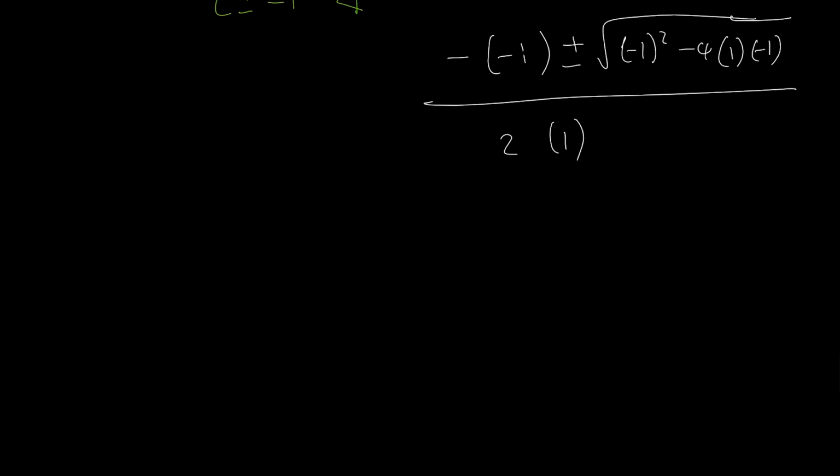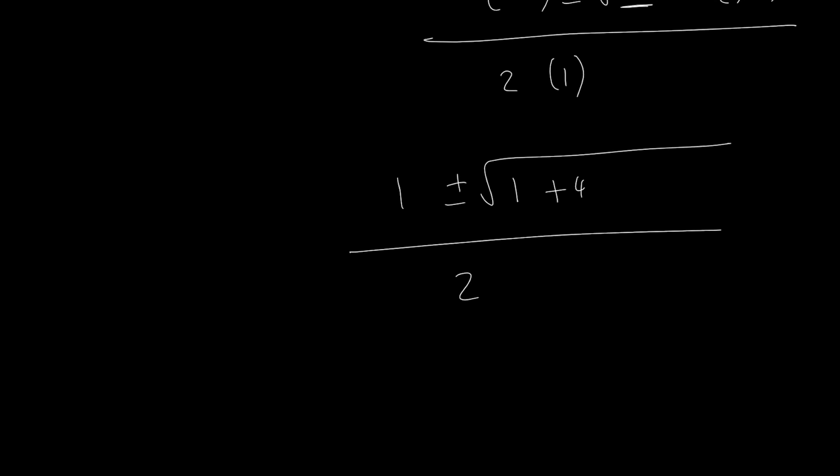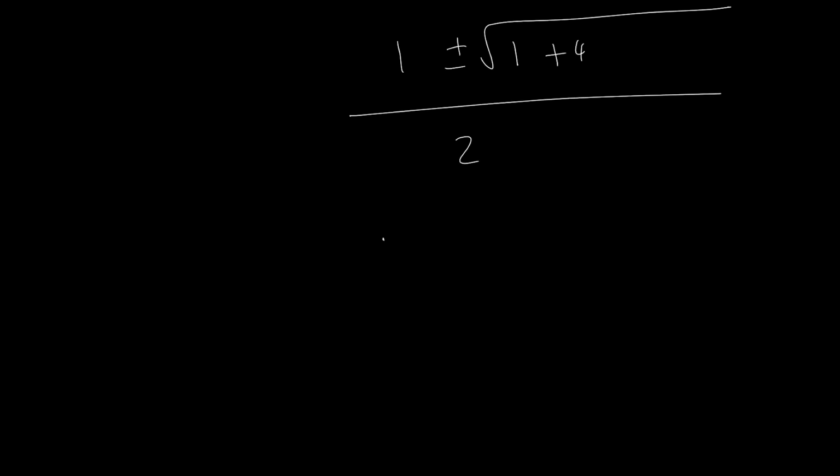Now let's just simplify this a bit. We get 1 plus or minus square root of negative 1 squared. Negative 1 squared is just 1, plus 4, because minus 4 times 1 is minus 4, times that by minus 1 is just negating it, which becomes a positive 4. All of that over 2. And simplify that some more: 1 plus or minus square root of 5 over 2.